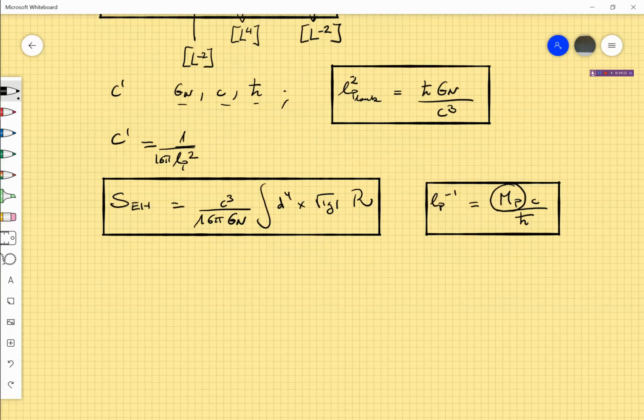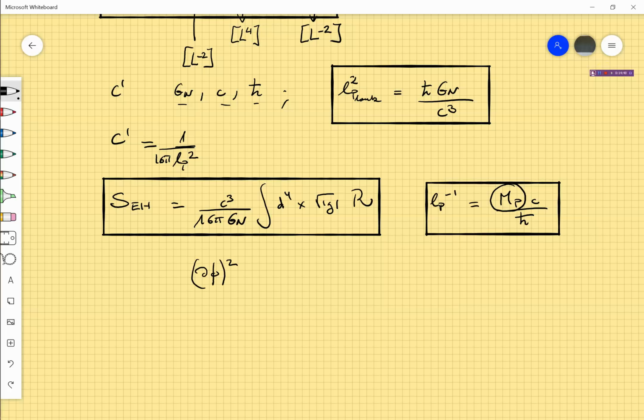Okay, just one word of warning. The action looks extremely simple, but R is highly nonlinear in the metric. It contains inverse metrics multiplied by derivatives of the metric. There is a second derivative of the metric. So all these things that we don't usually see in a theory as simple as d phi squared, which is really considered a free theory, represent self-interactions of the gravitational field with itself.